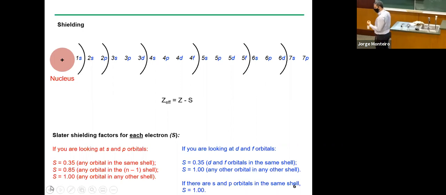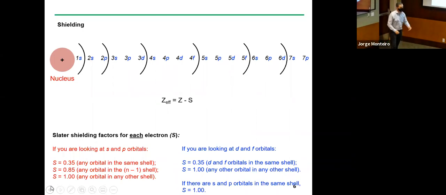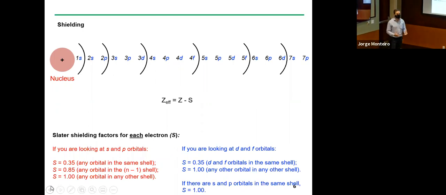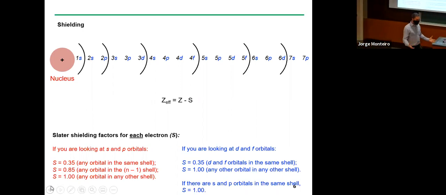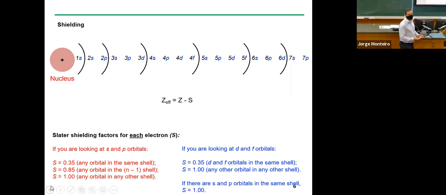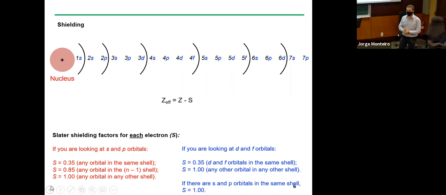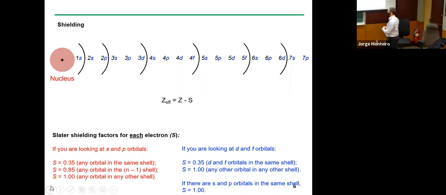Okay, so therefore, the valence electron, the very last one for sodium, is going to feel only a 2.2 positive charge from the 11 that the atom started with. And that's why the valence electrons are reactive, because they have lower effective nuclear charge. They are less bonded to the nucleus.